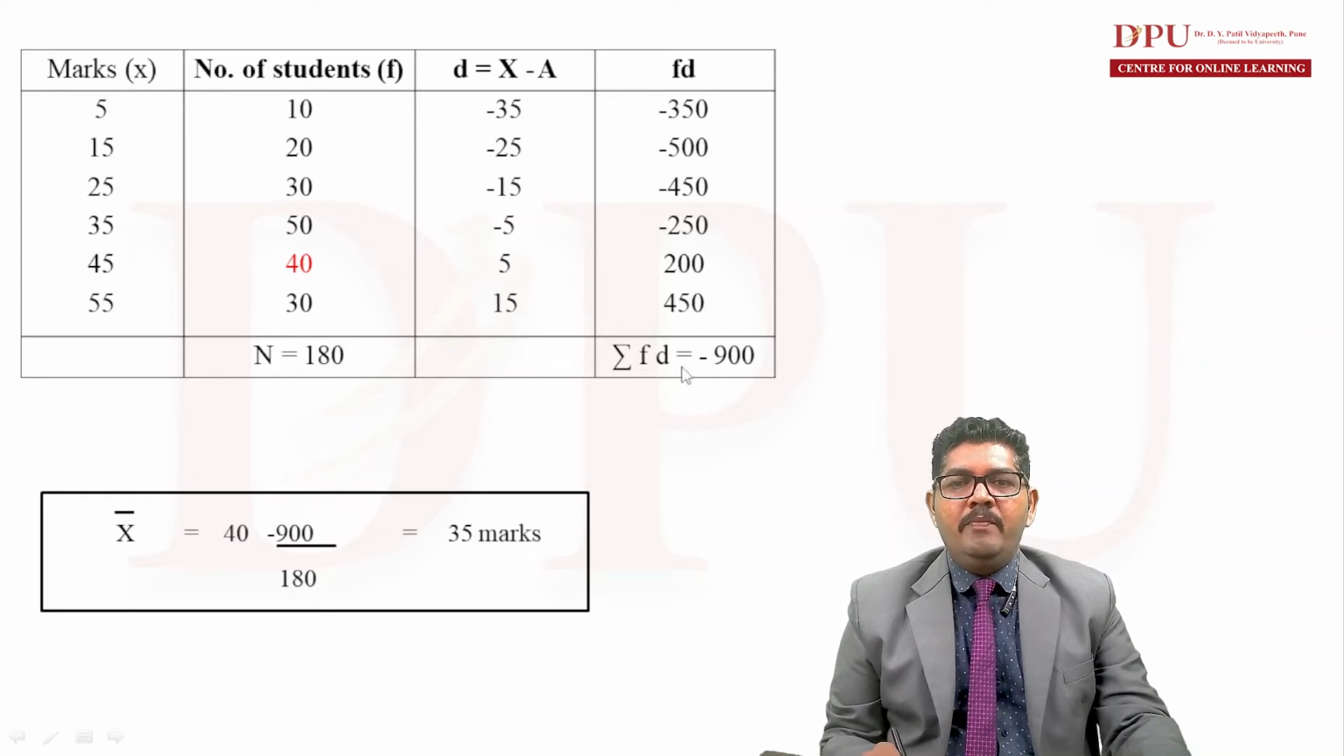Summation of all these fd values is equal to minus 900. Now let us put all these values in this particular formula. So the assumed mean is 40, right? Let me write the formula.